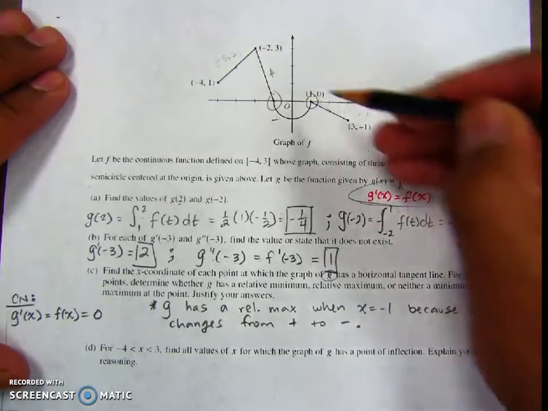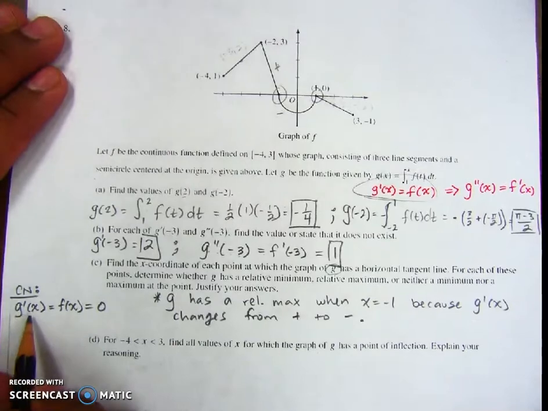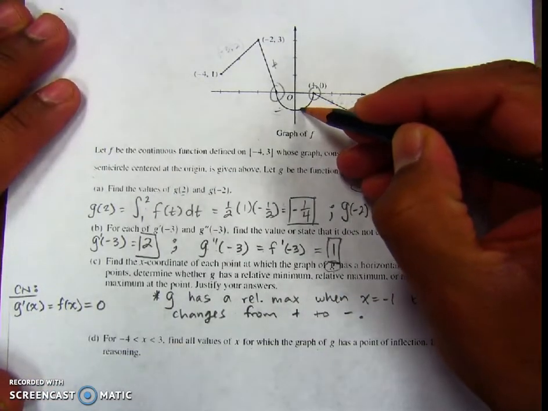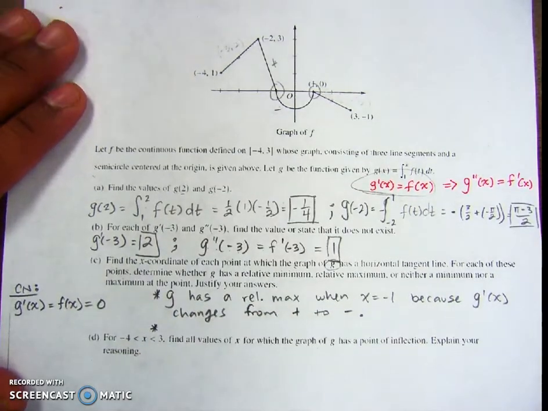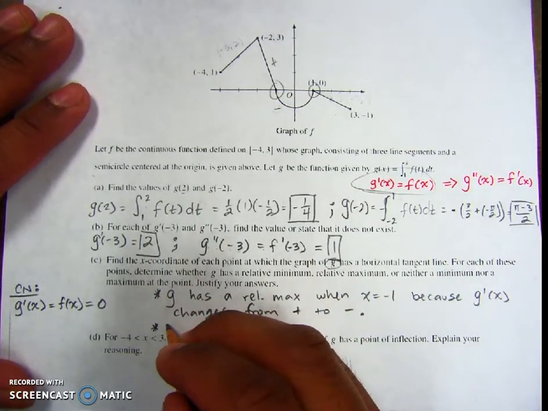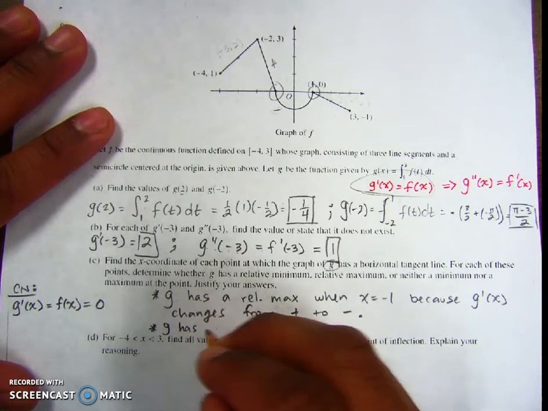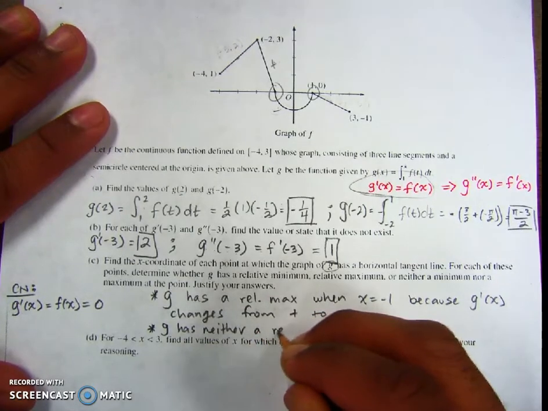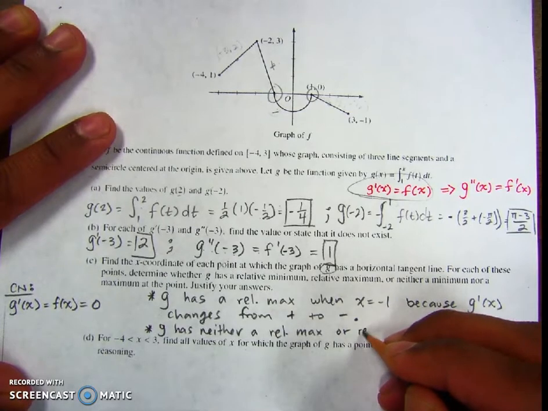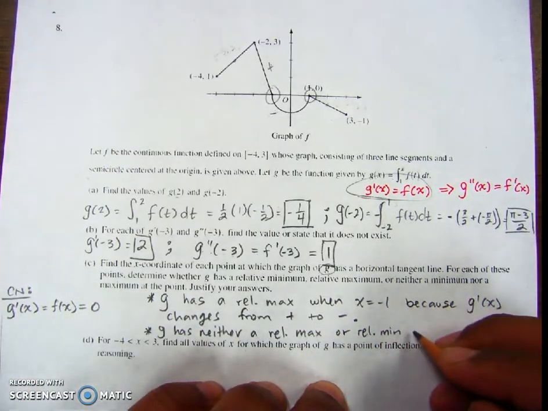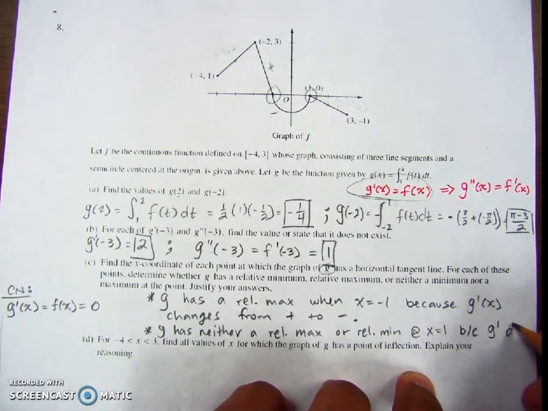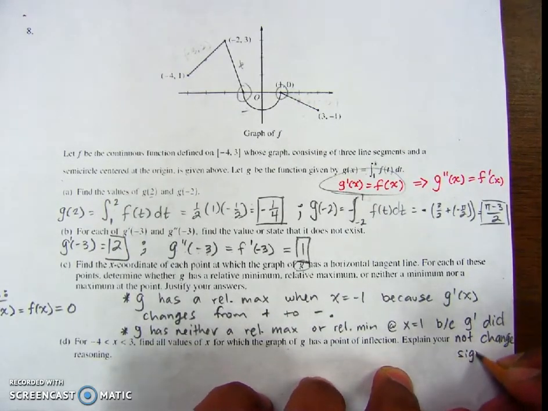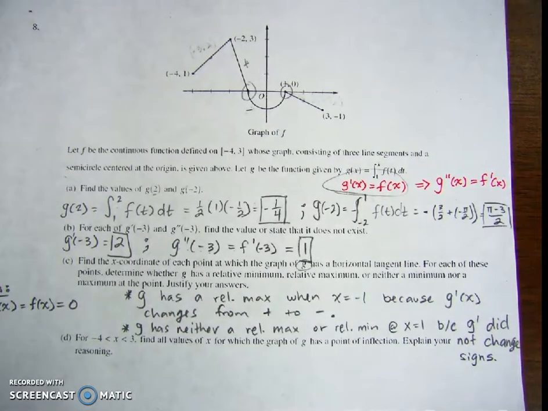Now at x equals positive 1, we notice that f is equal to 0 there, so we have a 0 there, which is the comparison of g prime being 0. However, notice that the graph of f stayed negative. That means that g prime stayed negative. So g prime did not change signs, therefore it's neither. g has neither a relative max nor a relative min at x equals 1 because g prime did not change signs. And that takes care of part C.